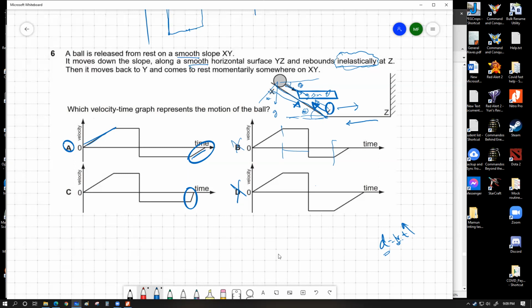Now the question I want to ask you: what if this surface was rough? If XY was rough, let me draw that in red. If XY was rough, then which one should be your correct answer? Sir, only XY is rough and YZ is normal? Yes, only that one word changes. A ball is released from rest on a rough slope XY. It moves down the slope and so on. It will be C. Yes sir, C. Now do you understand why?